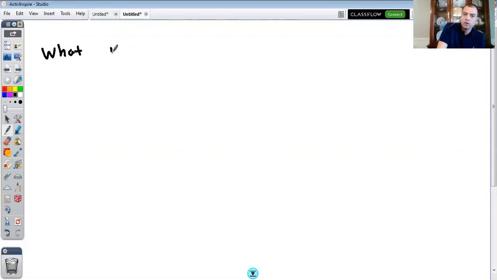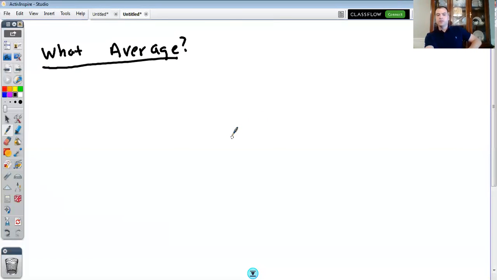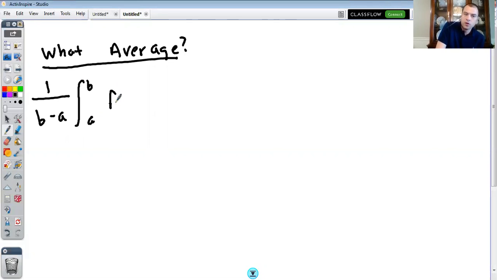The word average gets tossed around the AP Calc exam in a lot of different scenarios. So this really ties down into two formulas. The first is the equation for the average value.